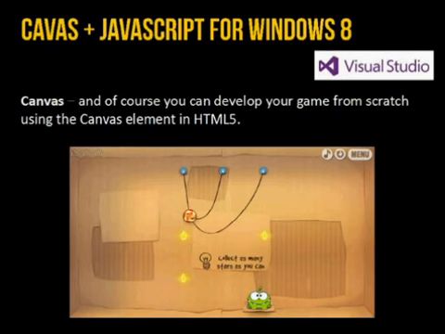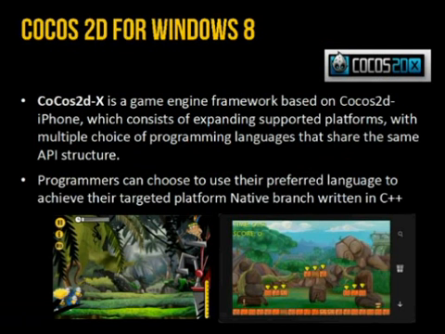And then finally, stuff like Cocos2D. These are other frameworks that are out there. Cocos2D has an HTML5 build. They also have a Windows 8 build. So there's a lot that you can start doing. If you're used to using Cocos2D for iOS, you can use the HTML5 build to export out to Windows 8.